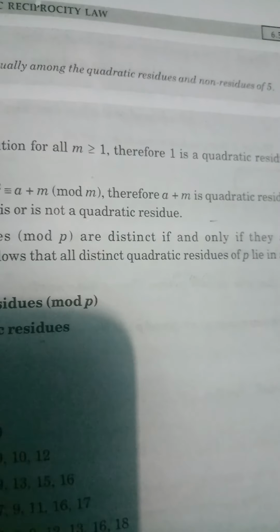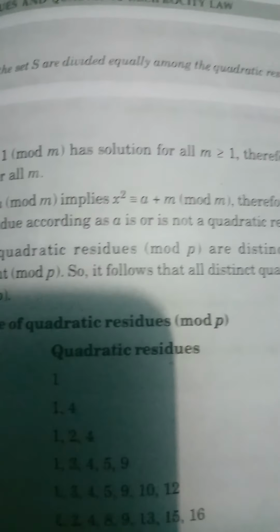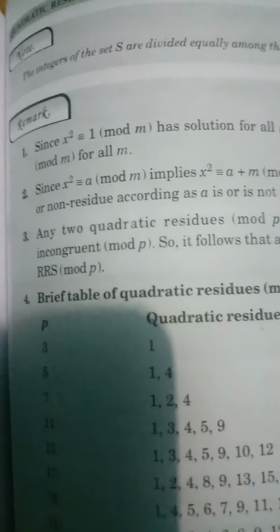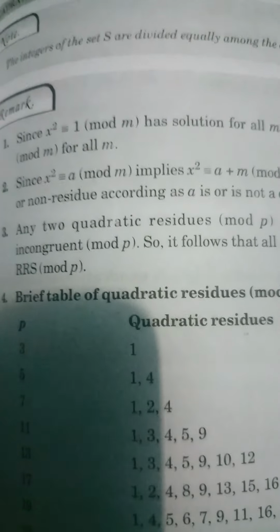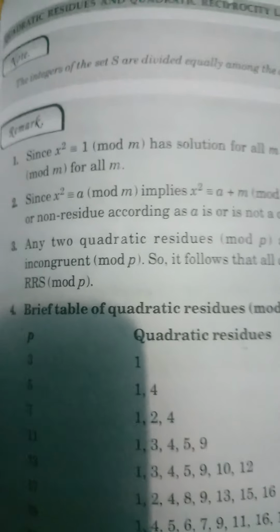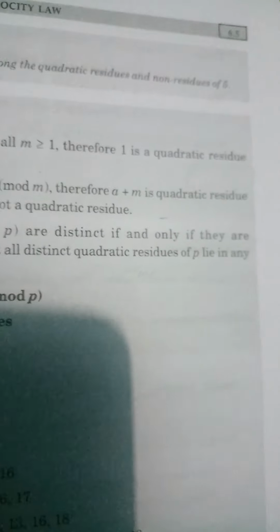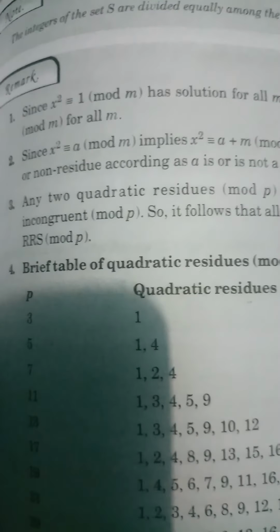So it follows that all distinct quadratic residues of p lie in any reduced residue system mod p. इसमें लाई करा रिड्यूस्ड रेजिड्यू सिस्टम मोड पे.